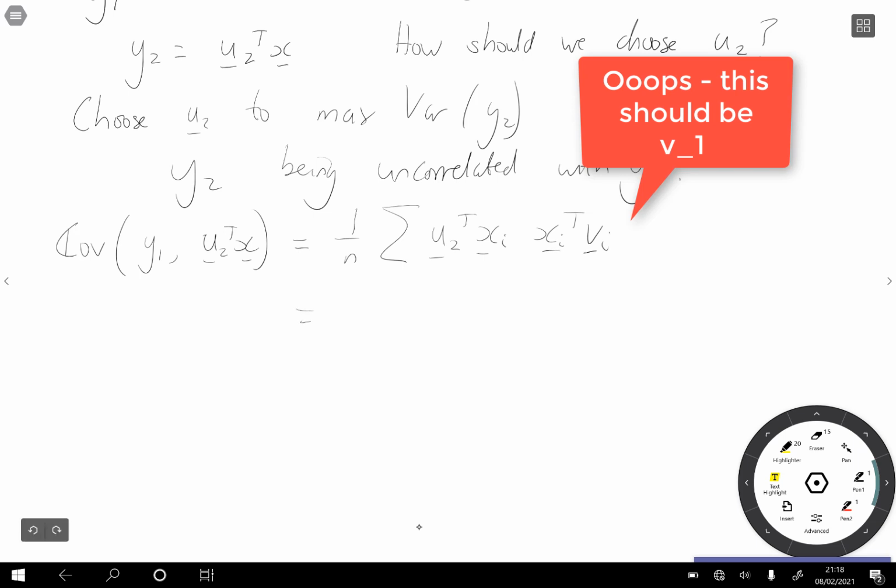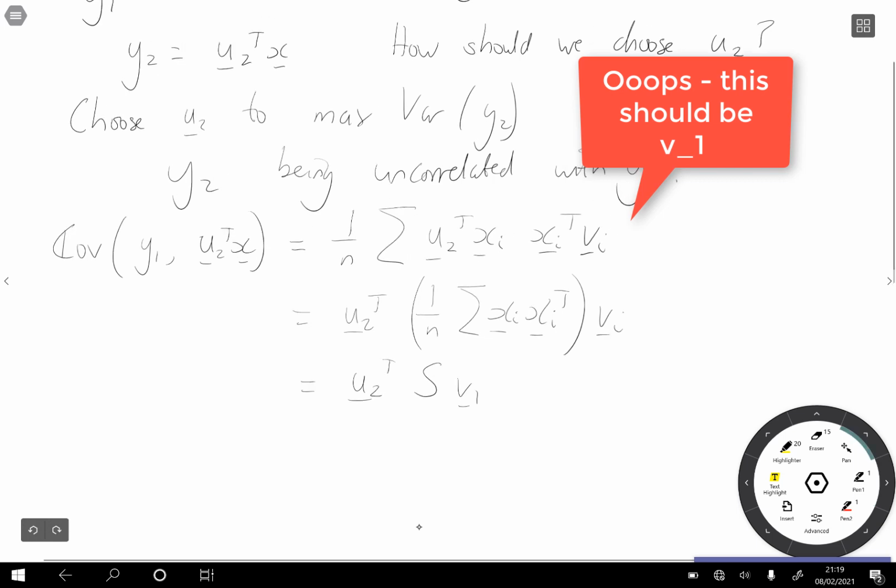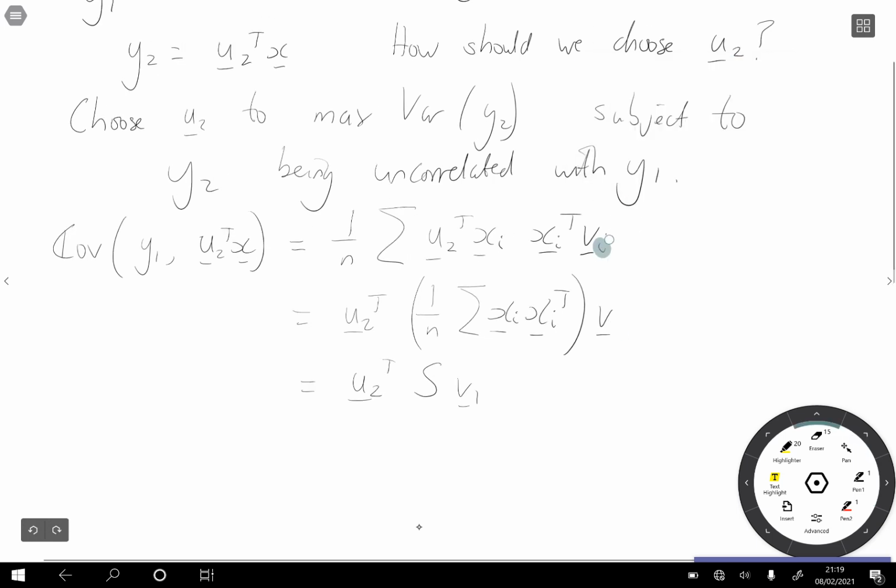You're going to see very simply that this is just u2 transposed times 1 over n sum of x_i x_i transposed times v1. So this is u2 transposed S v1. Sorry, I made a typo here. These shouldn't be v_i, these should have been v1, my apologies. There's no i there, it's the first eigenvector of S.